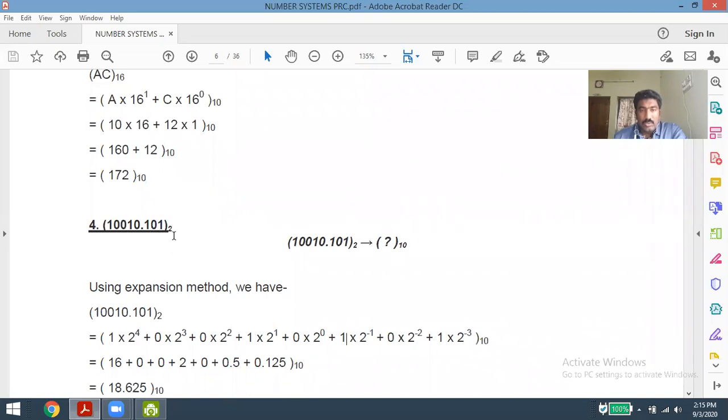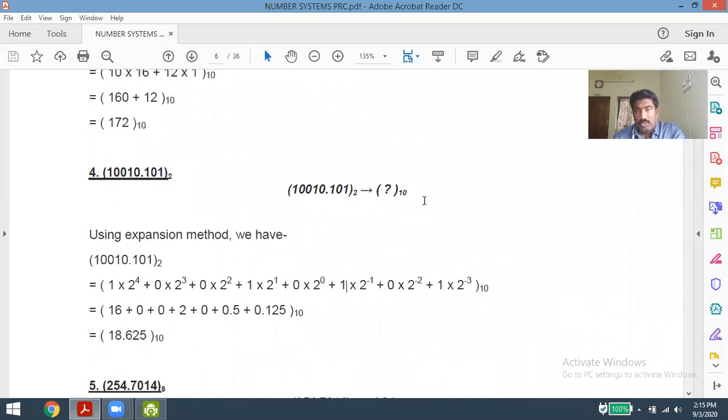10010.101 base 2: how can we convert it into base 10? This simple question has been asked many times for 7 marks in our JNTU examinations. It is a very simple technique of converting a given base into other bases. These types of questions are for 7 marks. It is very simple, so everyone can answer it. Just try to note it down.